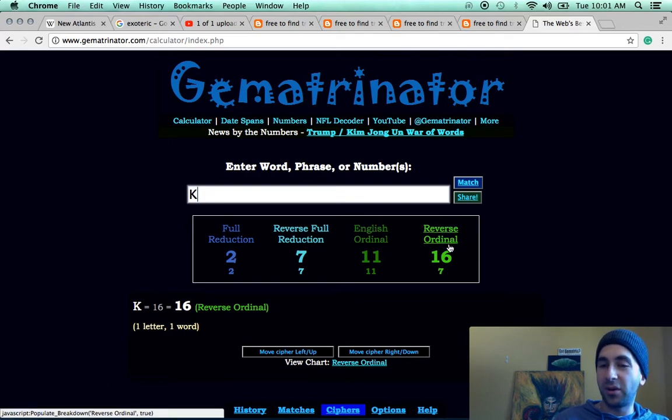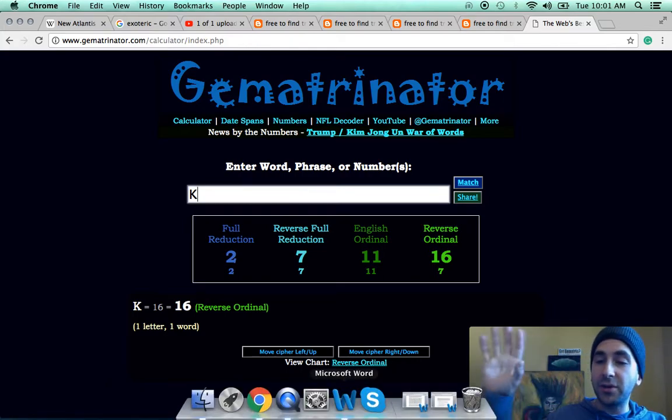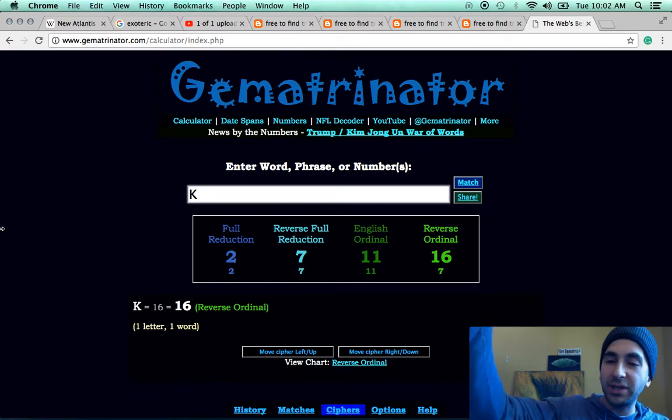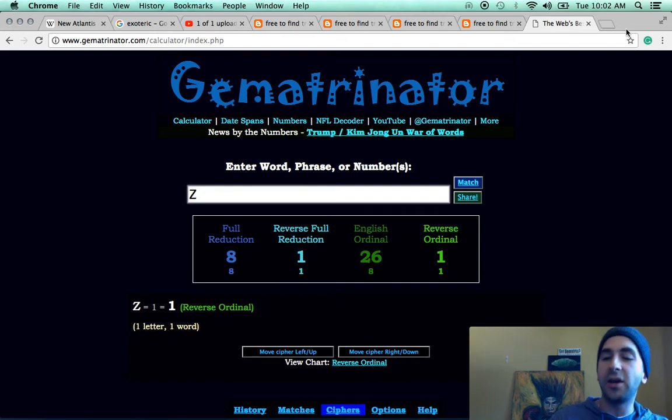Reverse ordinal, 16. 1 plus 6 is 7. And if you want the formula to do this in your head, all you have to do is memorize the alphabetic order. A through Z, 1 through 26. If you know that, you can figure out what all the other methods are with a simple calculation in your head. To get reverse ordinal, it's just the number 27 minus the alphabetic order. For example, Z is the 26th letter. 27 minus 26 is 1. I know that P is the 16th letter. So 27 minus 16 is going to be 11 in reverse ordinal when I put in P.